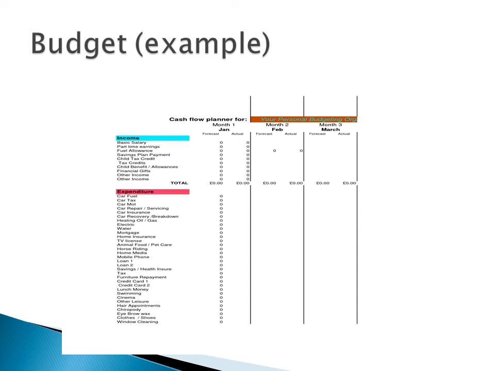Here's an example of a cash flow chart in essence, but what makes it a budget sheet is that it's actually now anticipating months into the future. So instead of having just month one, it has month two and month three as well, which takes into account the forecasting aspect of it.